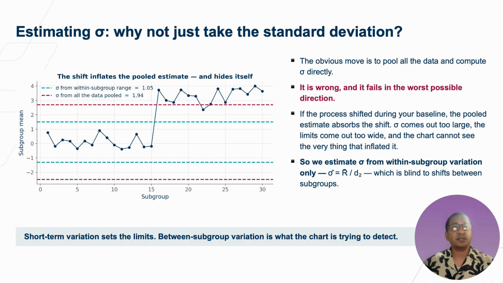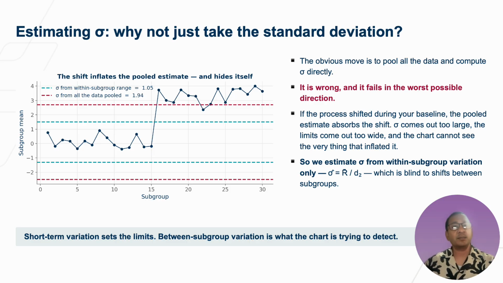Suppose the process shifted during your baseline period, which is exactly the situation you're trying to detect. Pool everything and that shift is absorbed into the estimate. Sigma comes out too large. The limits come out too wide and the chart becomes blind to the very thing that inflated it. The estimate is contaminated by the signal.